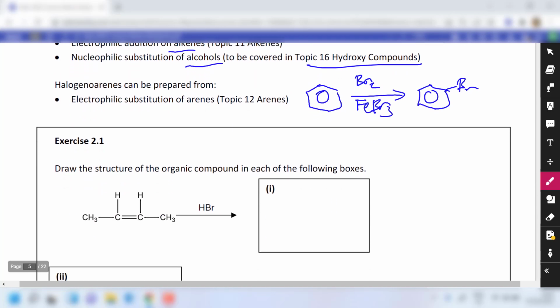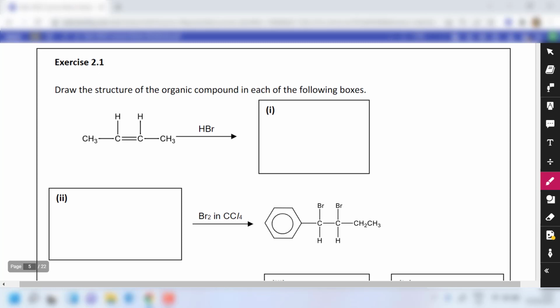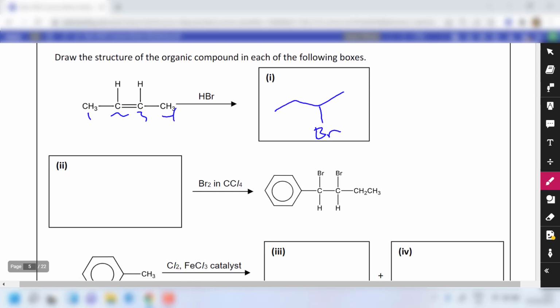We'll move on to exercise 2.1 now. Draw the structure of the organic compound in each of the following boxes. So we have 2-butene here: 1, 2, 3, 4. So this is but-2-ene. Regardless of whether the H adds to the left or to the right carbon, we will still produce a secondary carbocation. So therefore, the compound we are expecting will be like this. We'll be getting 2-bromobutane.